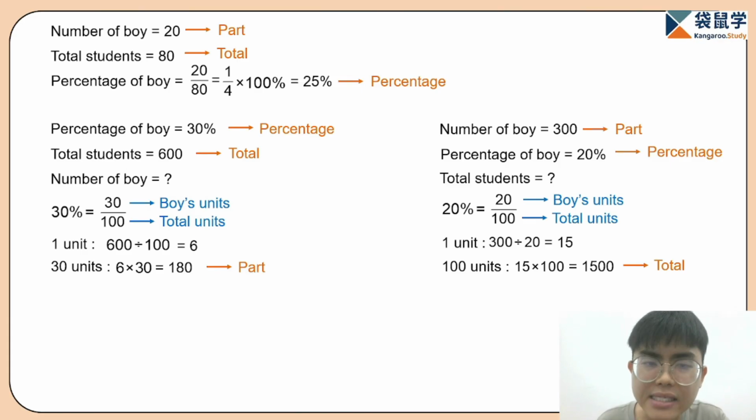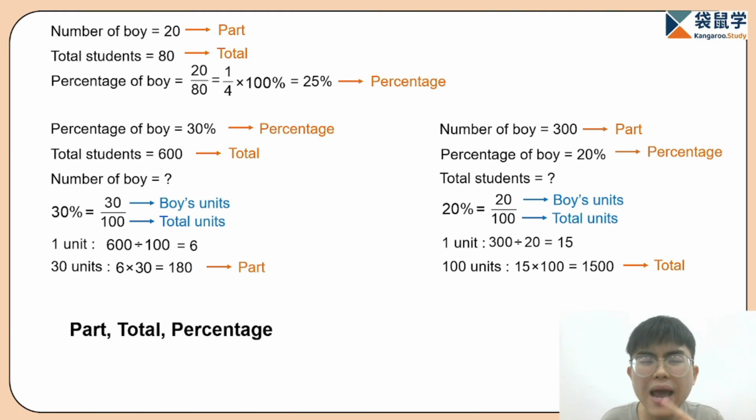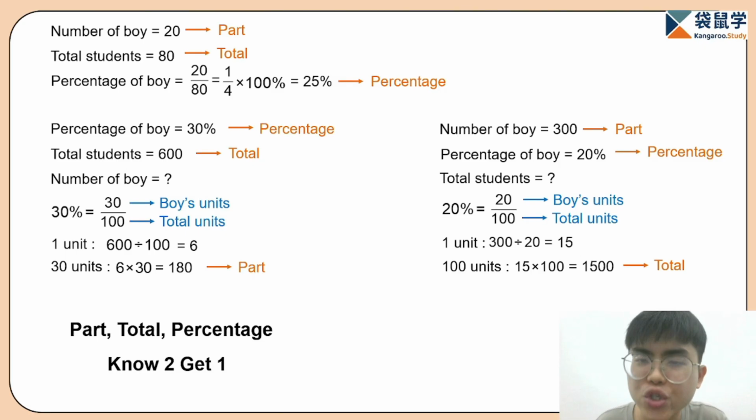Just like in this example, we have the number of boys, so what we need is the percentage of the boys to find the total. Based on what we learned in this example, when we have any two from the part, total and percentage, we can find out the missing one. This concept is what we call "know two get one". Now that you have learned the concept and the relationship, let's go back to our question.